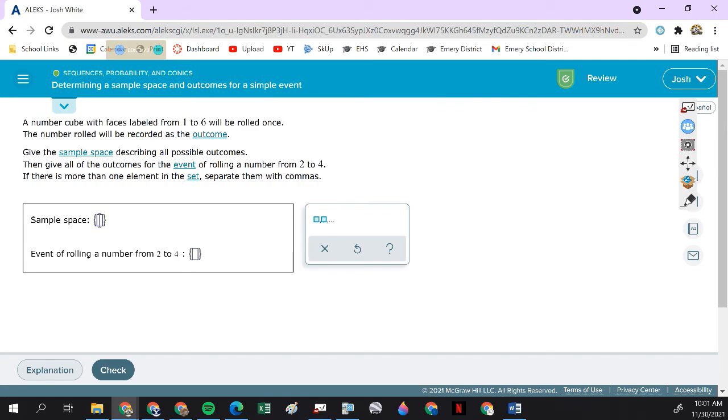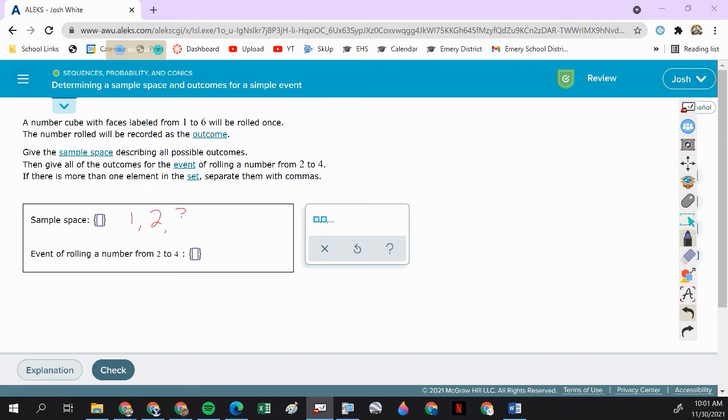The number rolled will be recorded as the outcome. Give the sample space describing all possible outcomes. Then give all the outcomes of the event of rolling the number from 2 to 4. Now, this seems really, really simple, but we're going to be leading into more difficult sample spaces. So what are the possible outcomes when you roll a dice?